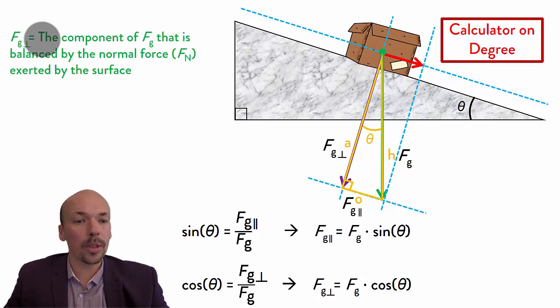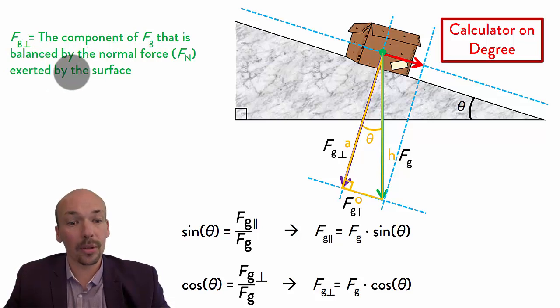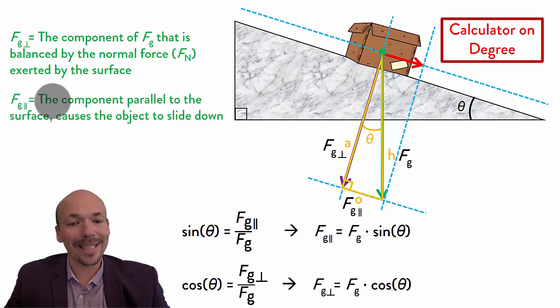Now, just in words, this sine is the component of the gravitational force that is balanced by the normal force exerted by the surface. So that's this one, and it's being balanced by a force which is equal to the other side. So it's the normal force of the slope. This one means that it's the component parallel to the surface causing the object to slide. So you have to know what these symbols actually mean.